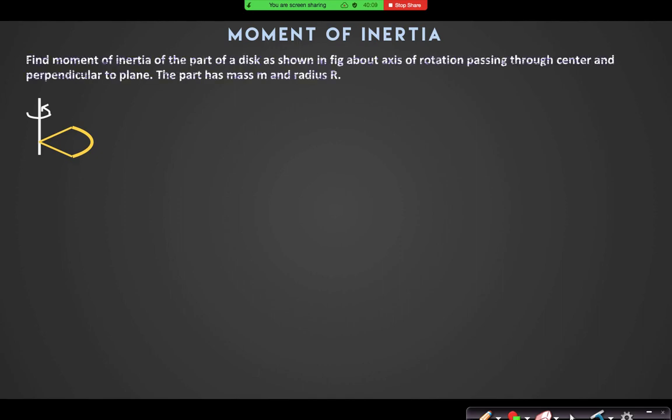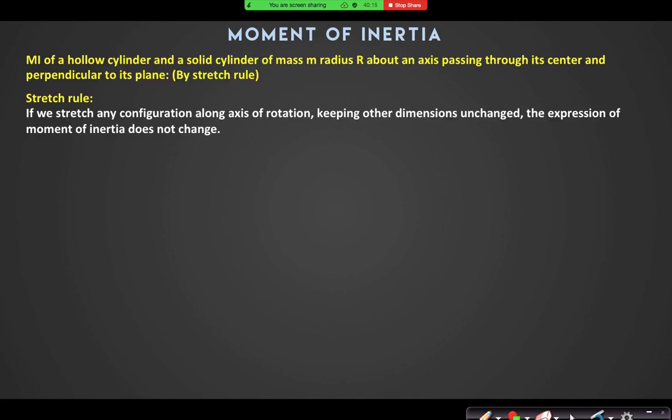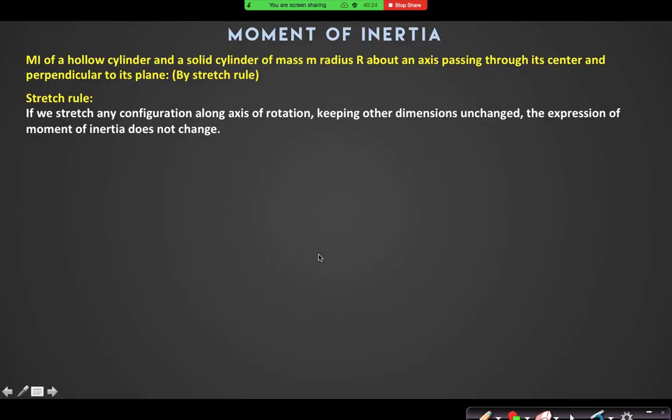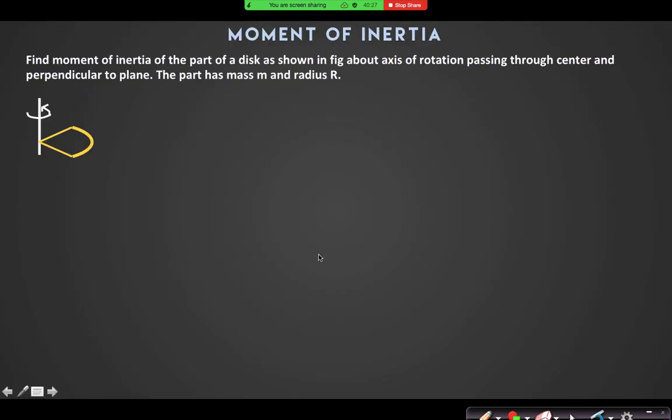Now suppose this is part of a disk. Show the previous slide. Previous slide, this one. Okay, sir. Now find the moment of inertia of the part of a disk as shown in the figure, about an axis of rotation passing through the center and perpendicular to the plane. The part has mass m and radius r. This is not a full disk, right? This is part of a disk.